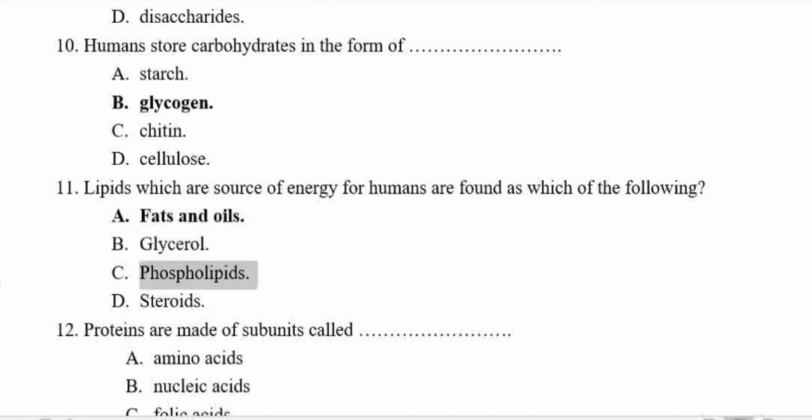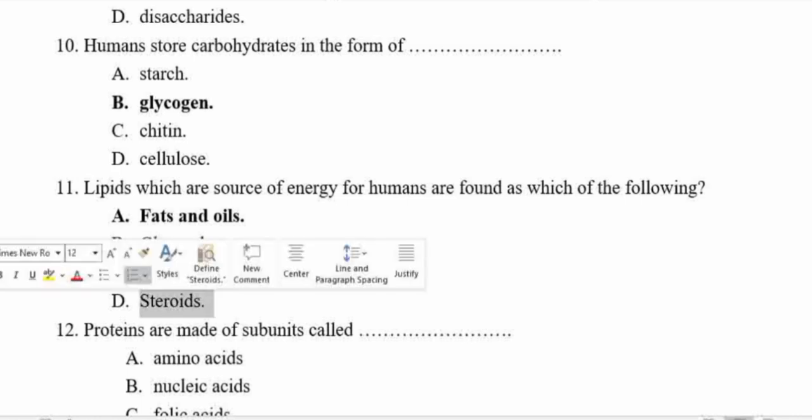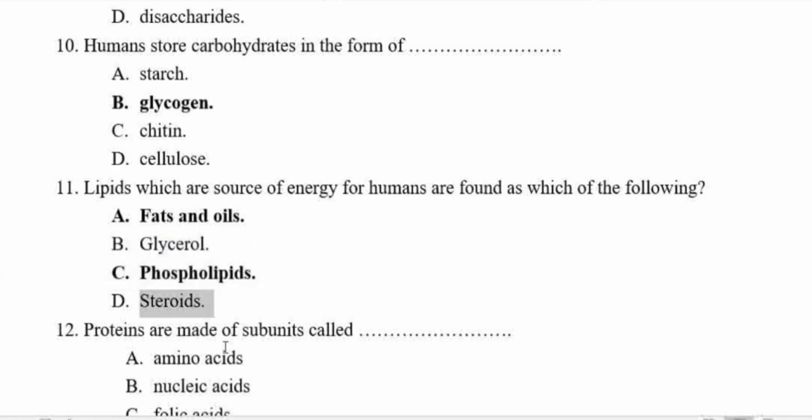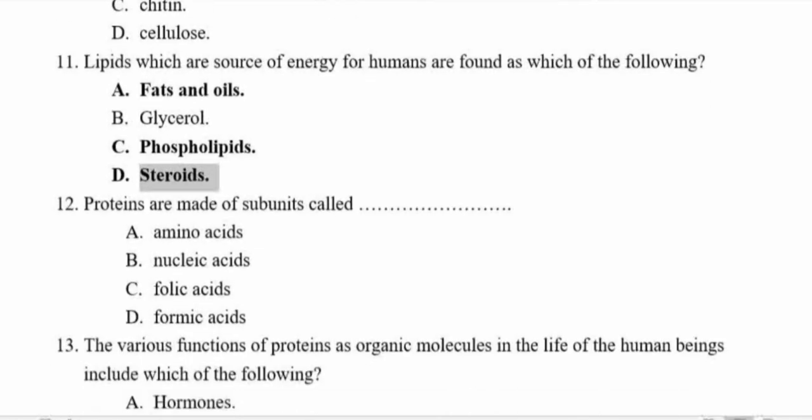And then the phospholipids, okay, lipids, we find them as phospholipids, especially in cell membranes. And then again, we also find them as steroids. Steroids may be, let's say, cholesterol, for example, or they may be hormones like the male and female hormones, estrogen and testosterone. Okay, they are steroids and they are actually lipids. So it means our best options are fat and oils, phospholipids, and steroids.